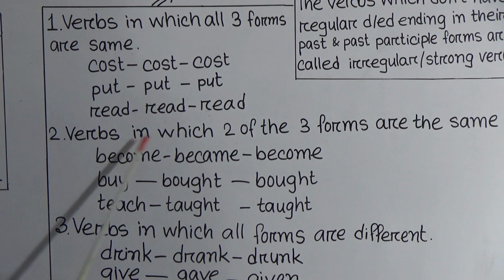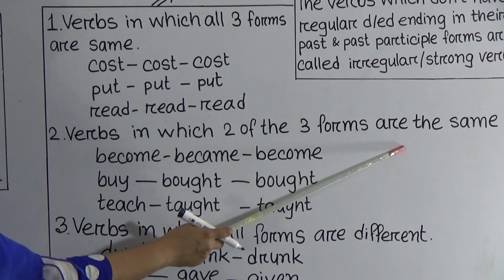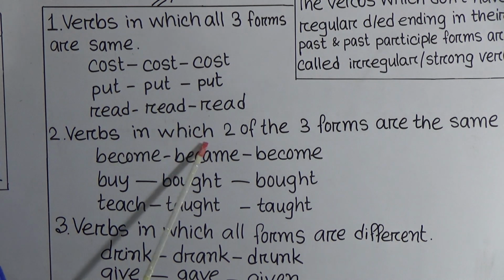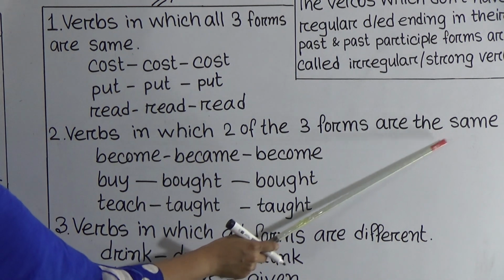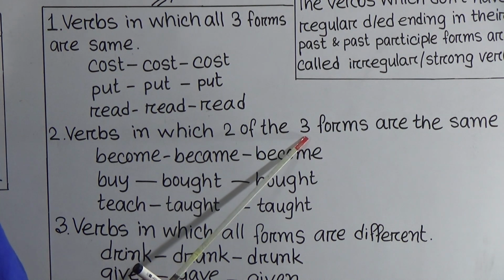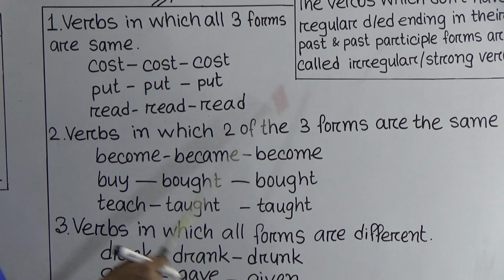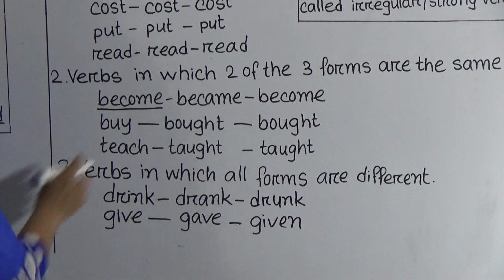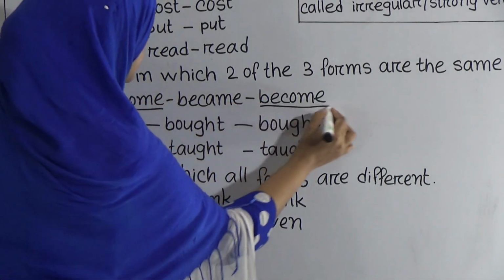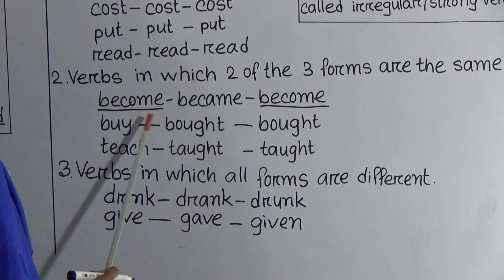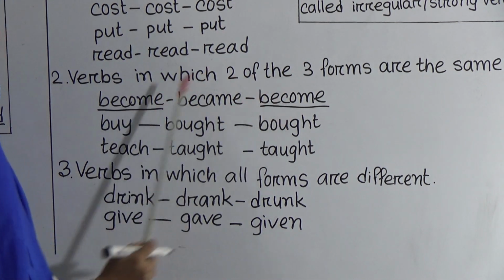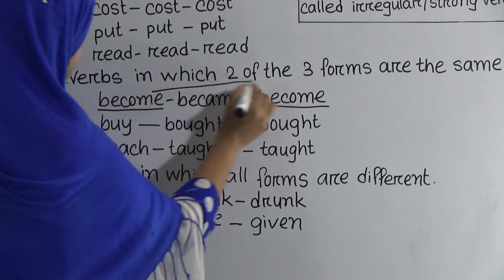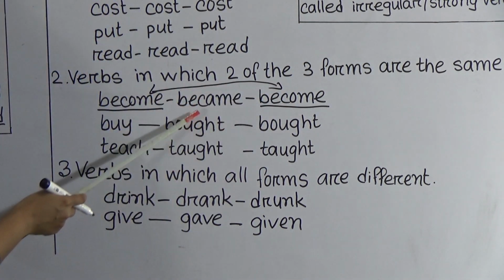Now number 2, verbs in which two of the three forms are the same. I'm repeating, verbs in which two of the three forms are the same. We know there are three forms, and if you find two forms are similar among three, it is strong verb. So look at the example, become, became, become. Students, look, become. This is base form and this one is past participle form. So these are similar. So among three, two are similar. So we have to say this is strong verb.